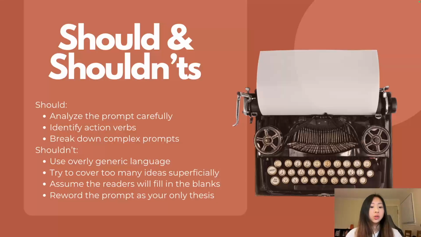For shouldn'ts, you shouldn't use overly generic language. Really try to steer clear of vague phrases, clichés, or empty statements. Make sure your writing is clear, specific, and precise, so that your ideas actually mean something to your reader. Don't try to cover too many ideas superficially. Remember, it's better to develop one or two big main ideas deeply than to mention many ideas without any explanation. Depth really shows understanding and nuance.